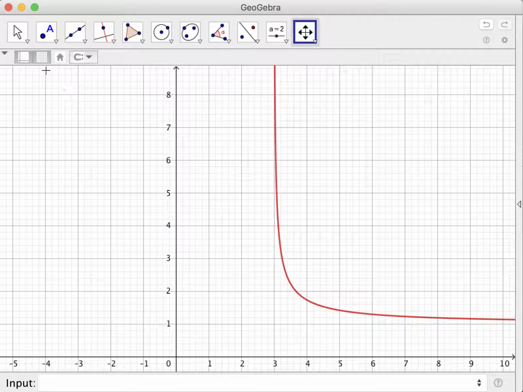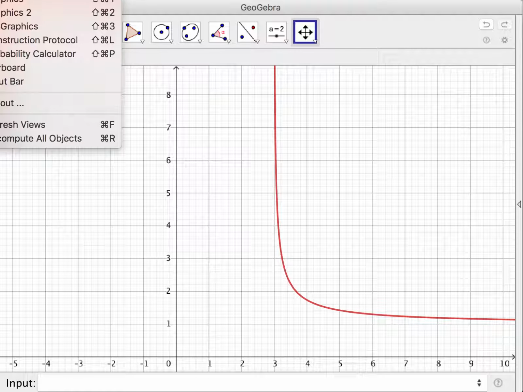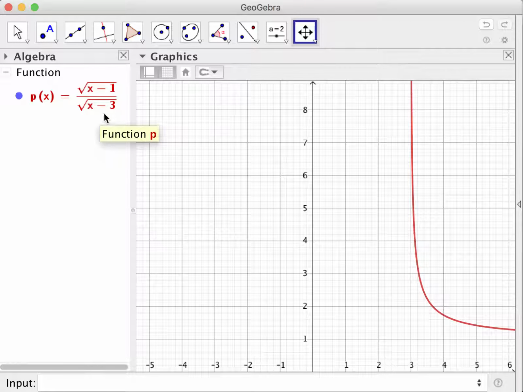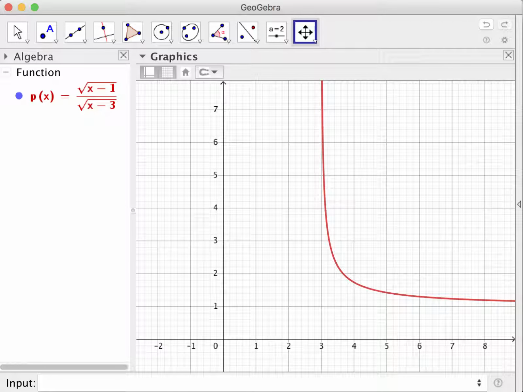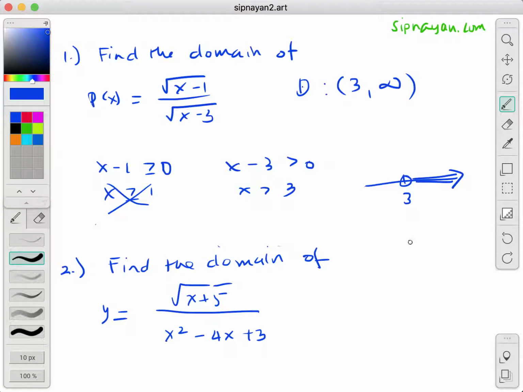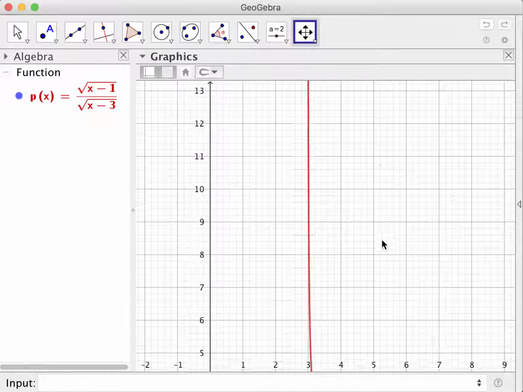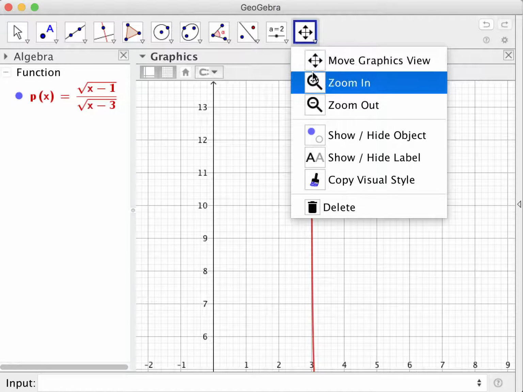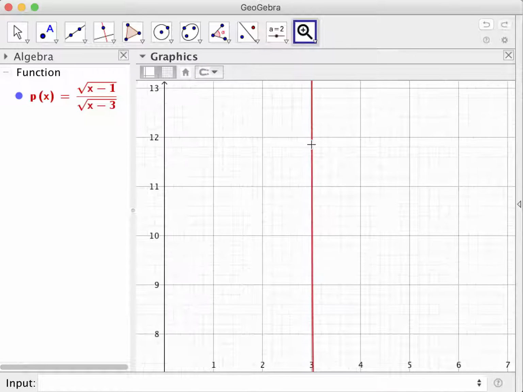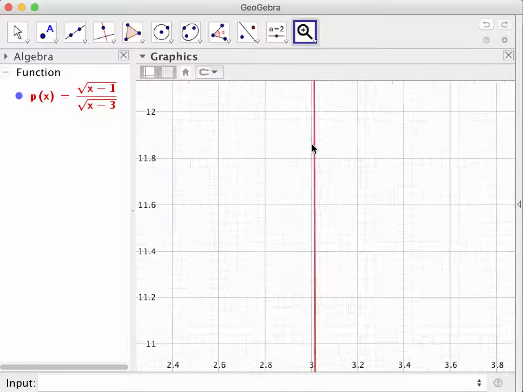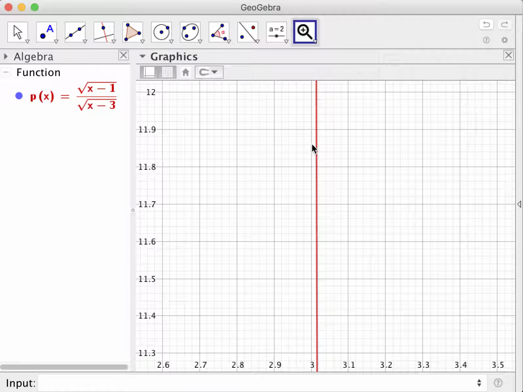Okay, yung domain natin is, tama ba? X minus 1, x minus 3. Domain natin is, ano sabi dito? 3, no? Up to infinity. Hindi kasama yung 3. Meaning, yung graph na to hindi siya tumatama dito sa x equals 3. Although na mukhang tumatama siya, pag zoom in mo actually, hindi yan tatama kahit kailan kasi not equal to 3 ngayon.